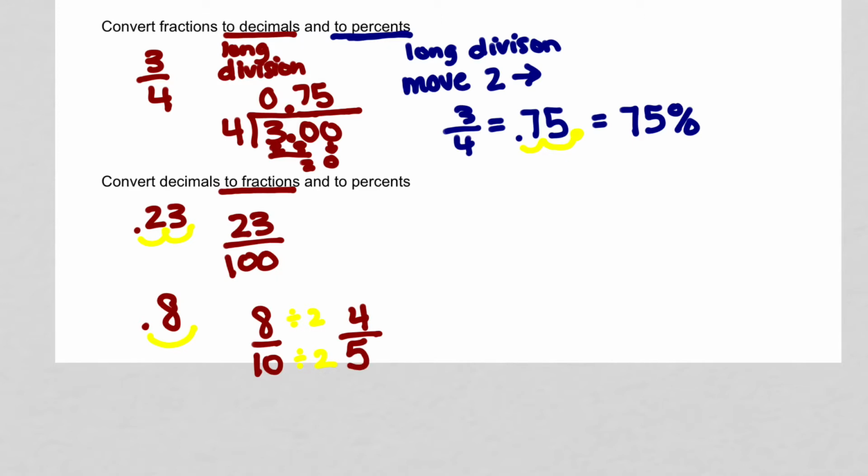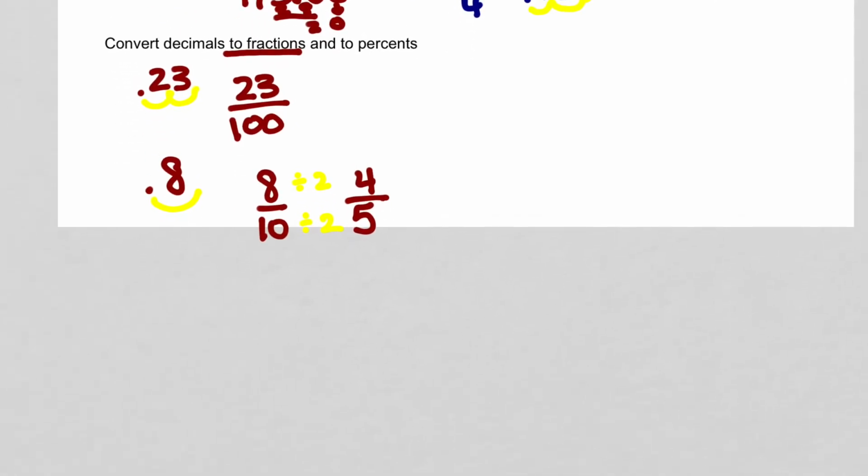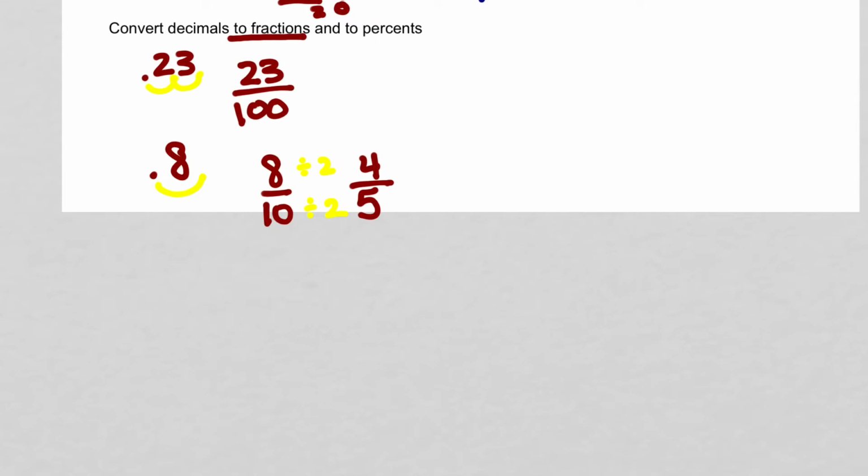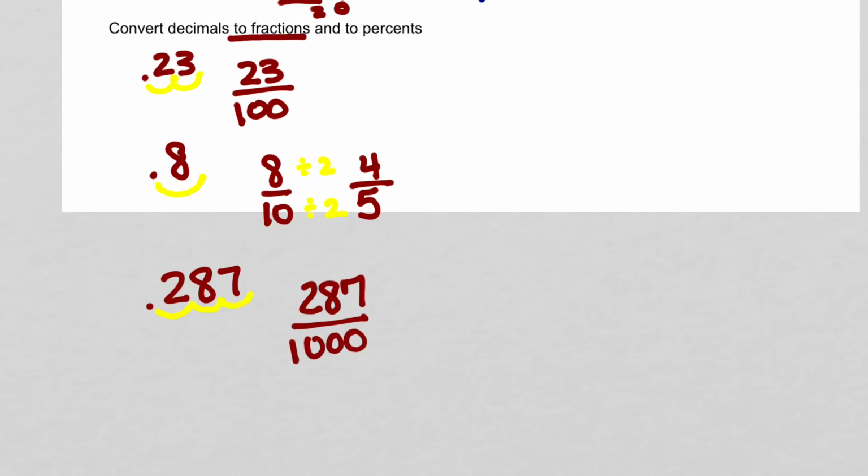And I want you to see that it works the same way if it's something bigger than that. So what if I have 0.287? Well, I just look at that again. I have the 10th place, the 100th place, the 1000th place. So there's 3 places. So I know I'm going to use 3 zeros. I'm going to go out to the thousands. So 287 divided by 1,000. And then I would just reduce that.